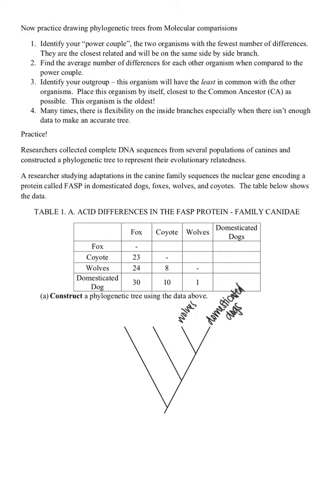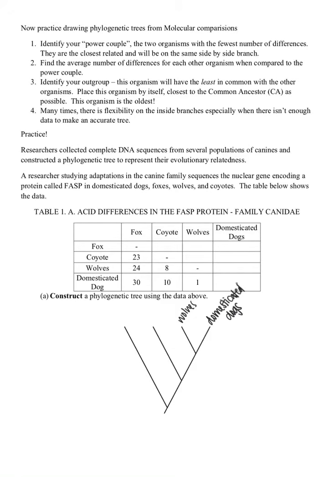The next thing I'm going to do is look at the number of differences with the other species when you compare them to our power couple. So how many differences do these other species have with the wolves and the domesticated dogs? So with that information, looking down my column with the fox, I can see that it has 24 differences with wolves and 30 with the domesticated dogs. And my coyotes, I can see, have 8 differences with the wolves and 10 with the domesticated dogs.